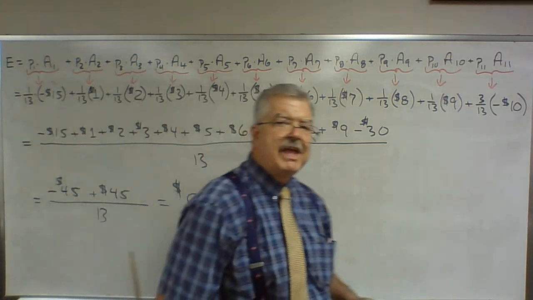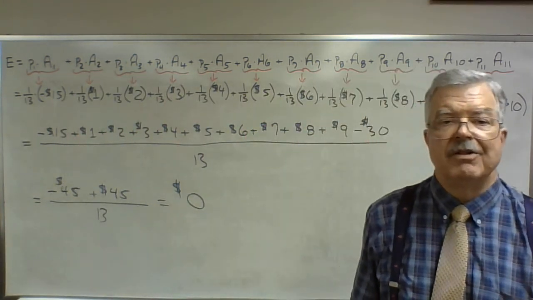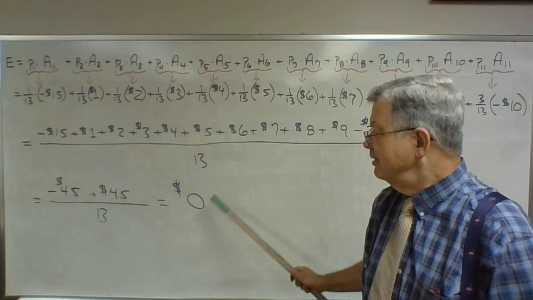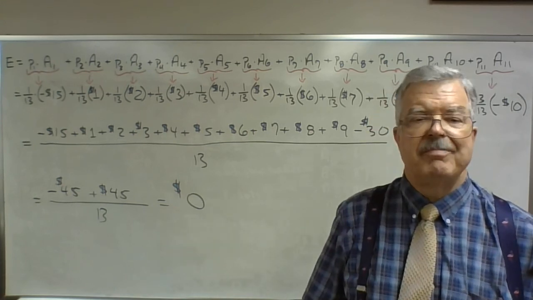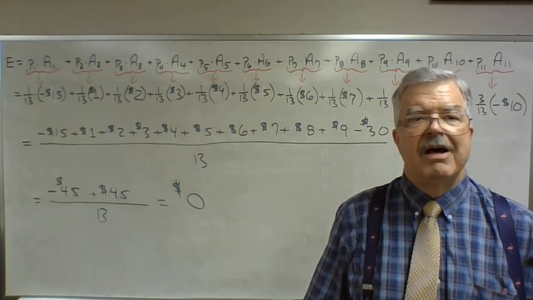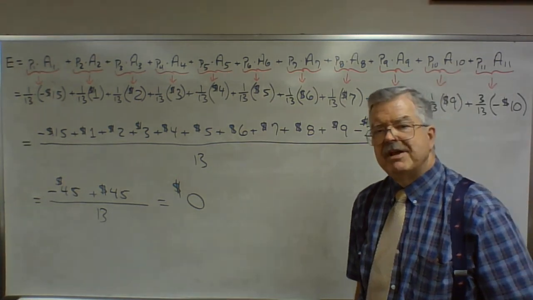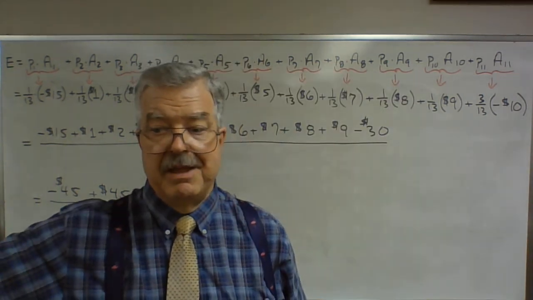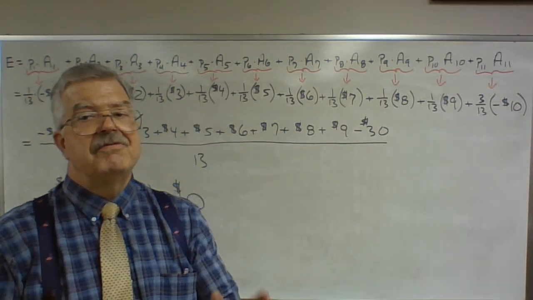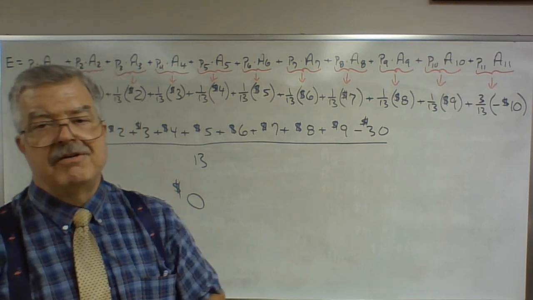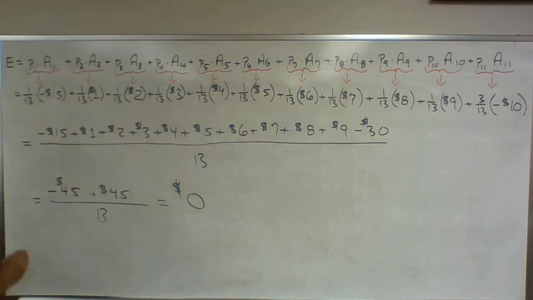If we play this game over and over and over again in the long run, we expect to lose nothing. And we expect to gain nothing. This is an interesting game of chance because it's what we call a fair game. The odds are not in favor of the house, and the odds are not in favor of the player. If the expected gain is 0, this is what we call a fair game.